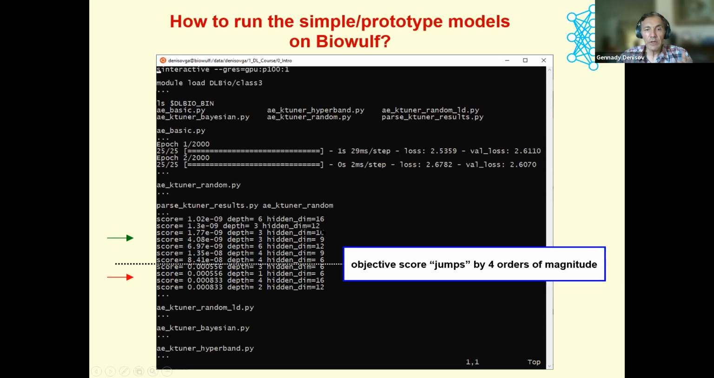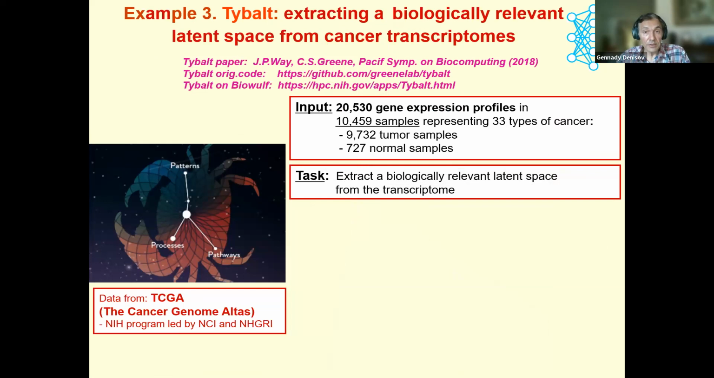If there is no question, then we are done with the introductory part of this lecture. And we proceed to the third biological example of this course, which is an application called T-Bolt. The code for this application that is implemented in BioWolf is a reworked, adapted version of the original code that was available on GitHub here. And this is a link to our user manual page. So you will see how to run the T-Bolt application on BioWolf.